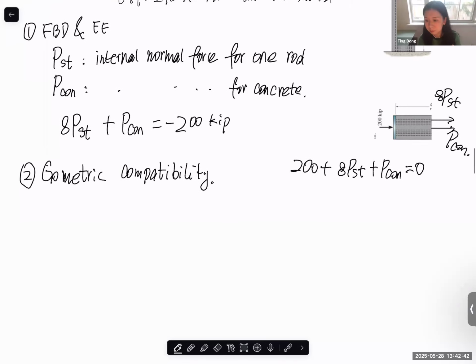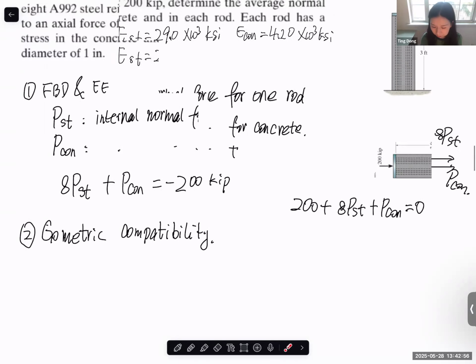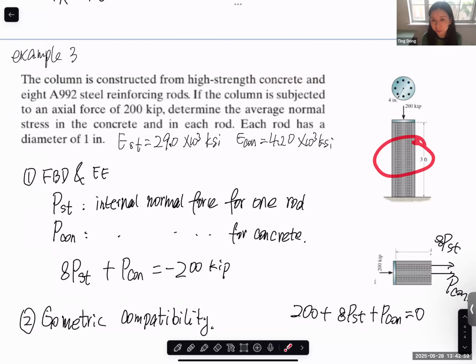How to write this one? Geometric compatibility. We know that since it's compression for the steel rod and compression for the concrete, both of them will have contraction. And you would not expect there to be any separation between the steel rod and concrete, right? The contraction should be in the same way.